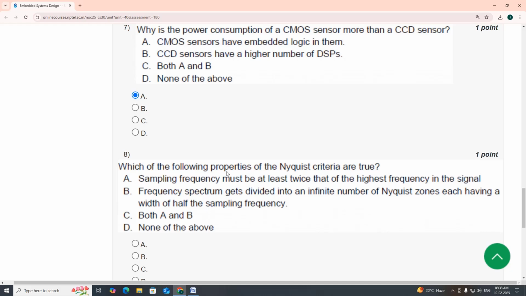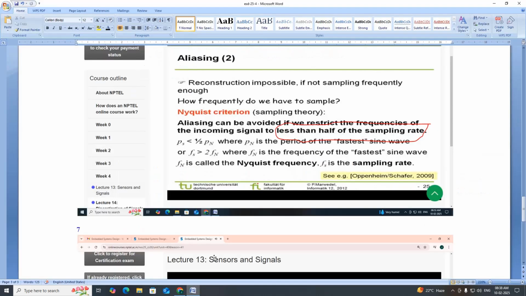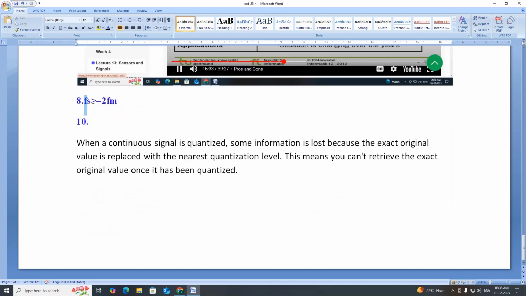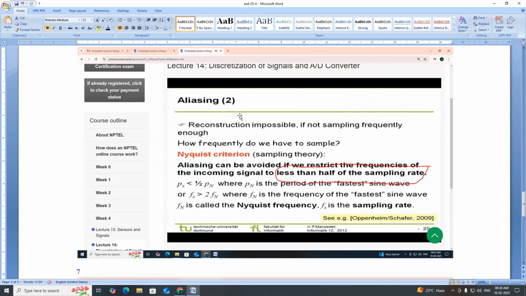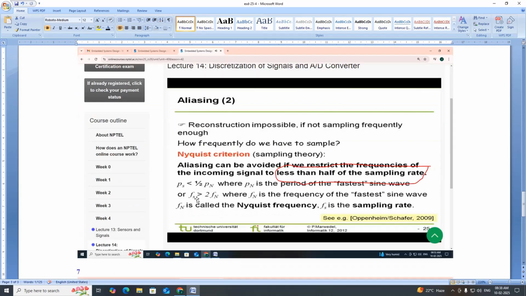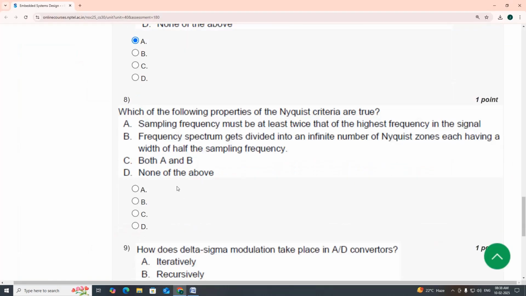Which of the following properties of the Nyquist criteria are true? We will see that one. Fs should be greater than 2 Fm, or you can see here, according to this relation, Fs should be greater than 2 Fm. This is the Nyquist criteria. So the answer is option A. Sampling frequency must be at least twice that of the highest frequency in the signal.